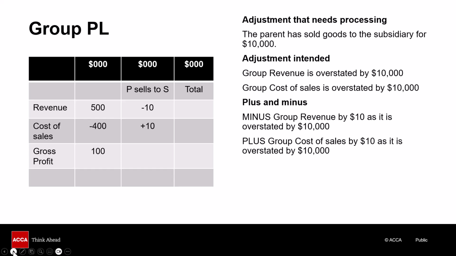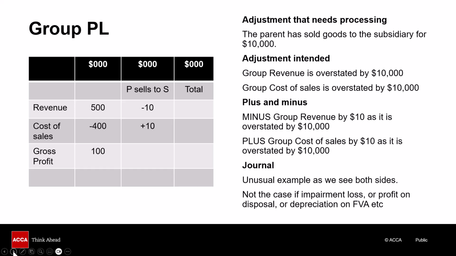Okay? Now, in this particular example, I can show you a journal, but it's very unusual that you can see both sides of a double entry within the P&L. If we were just dealing with an impairment loss, the only thing you would see in the P&L is the extra expense. You wouldn't see the reduction in the asset because the asset's in the statement of financial position. So I don't particularly want to get involved in this journal business when I'm thinking about a P&L or when I'm thinking about a cash flow.